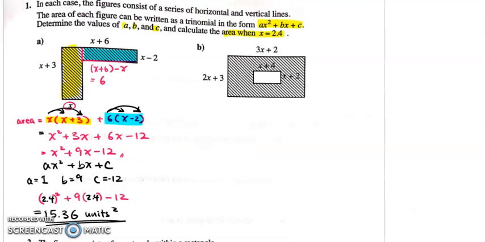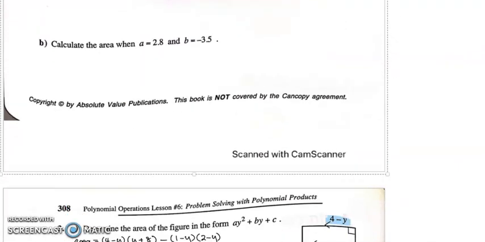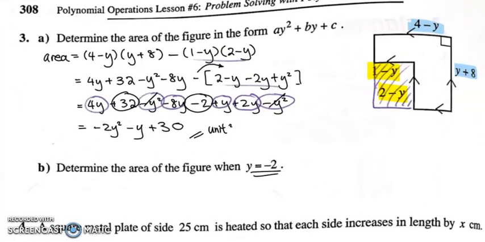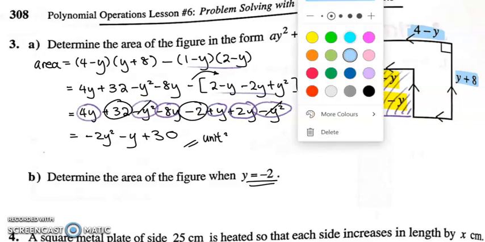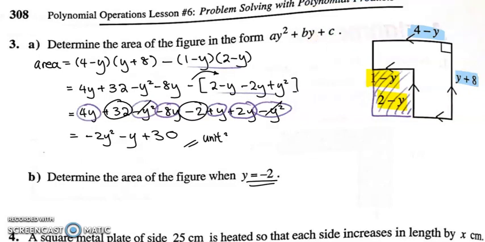The next question we'll look at is question 3 on the next page here. So question 3, we already did a part of this in class. We are going to start with taking up the entire area. So here in my example, I've multiplied 4 minus y times y plus 8. And then we minus that small rectangle there. We take the given trinomial and we substitute the value of y for negative 2.